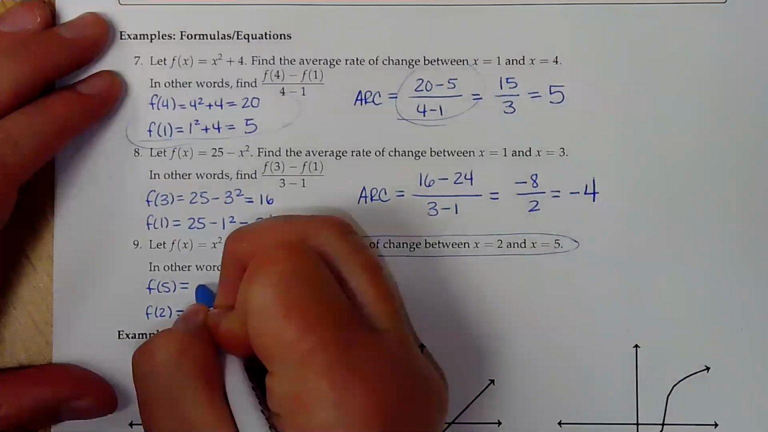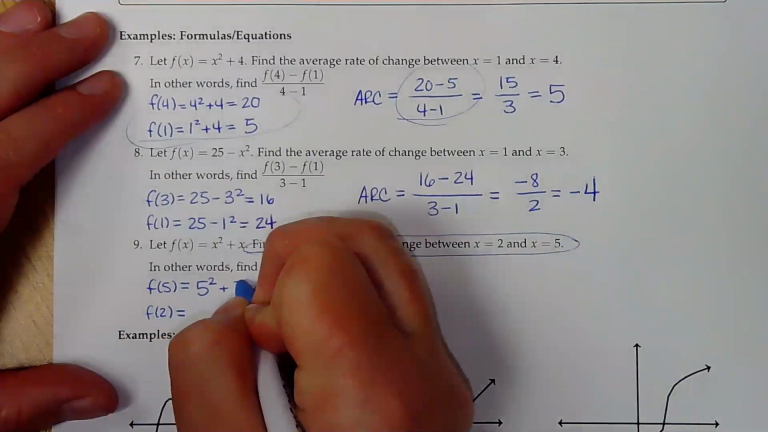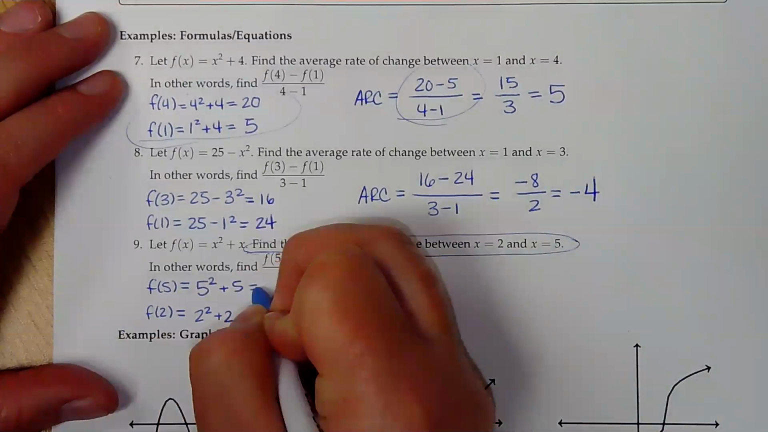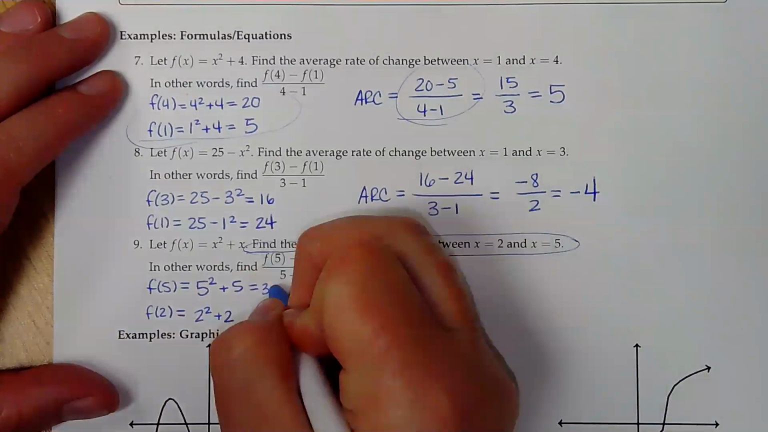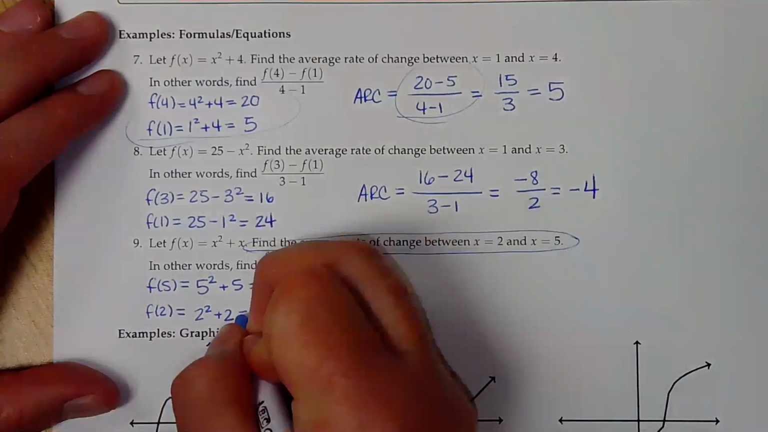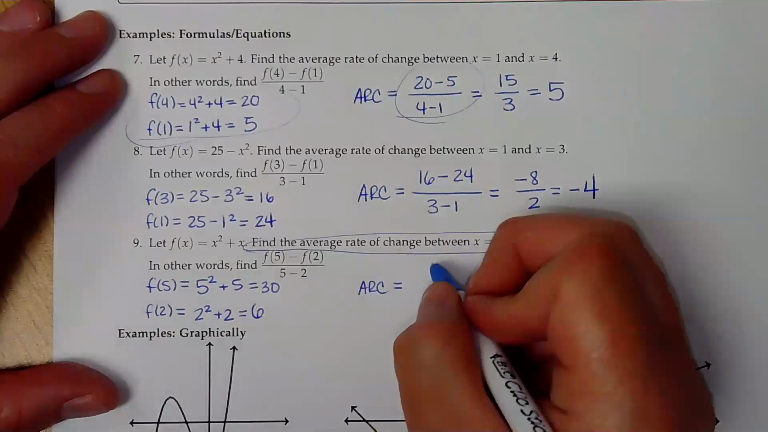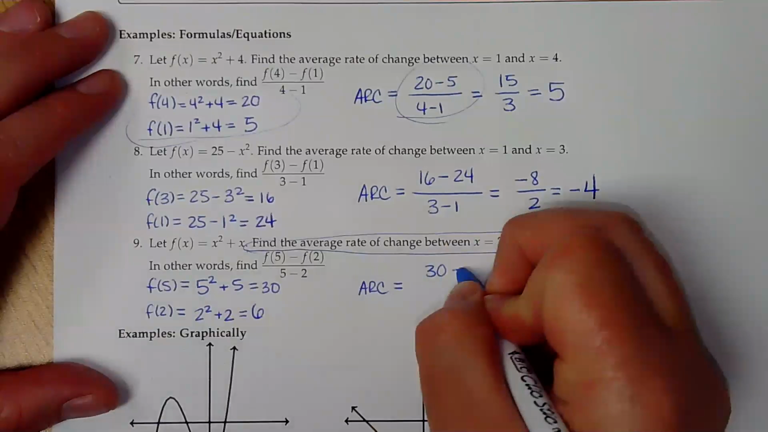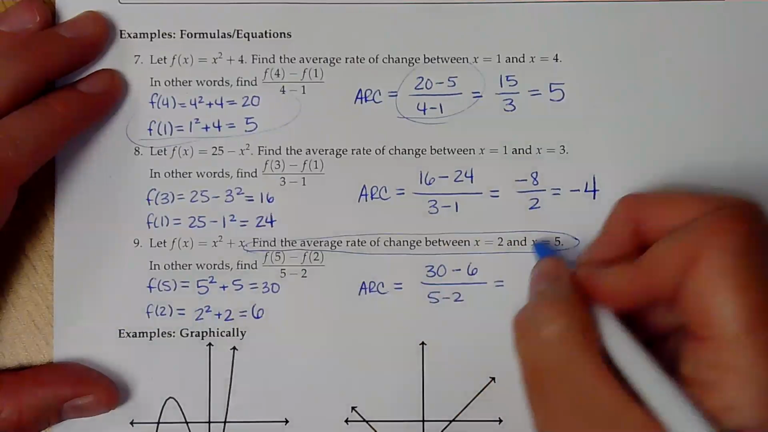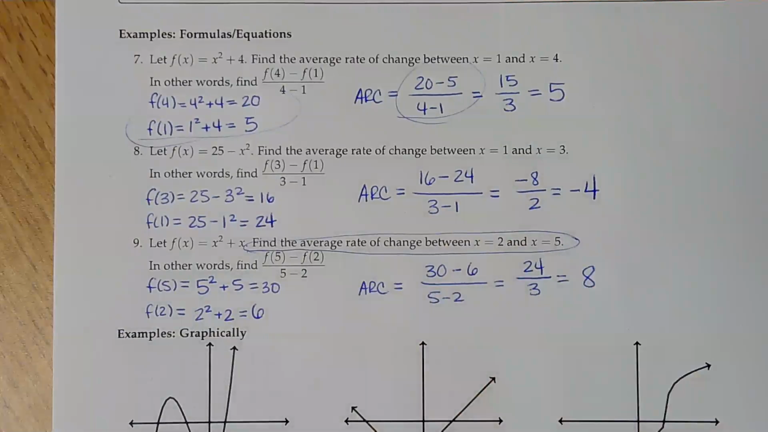All right, so I have x squared plus x. So my x is 5, so I have 5 squared plus 5. And then for f of 2, I have 2 squared plus 2. This will be 25 plus 5 gives me 30. 2 squared is 4, so 4 plus 2 is 6. So my average rate of change here, f of 5 minus f of 2 over 5 minus 2. So 30 minus 6 is 24. 5 minus 2 is 3, so that gives me 8 as my average rate of change.